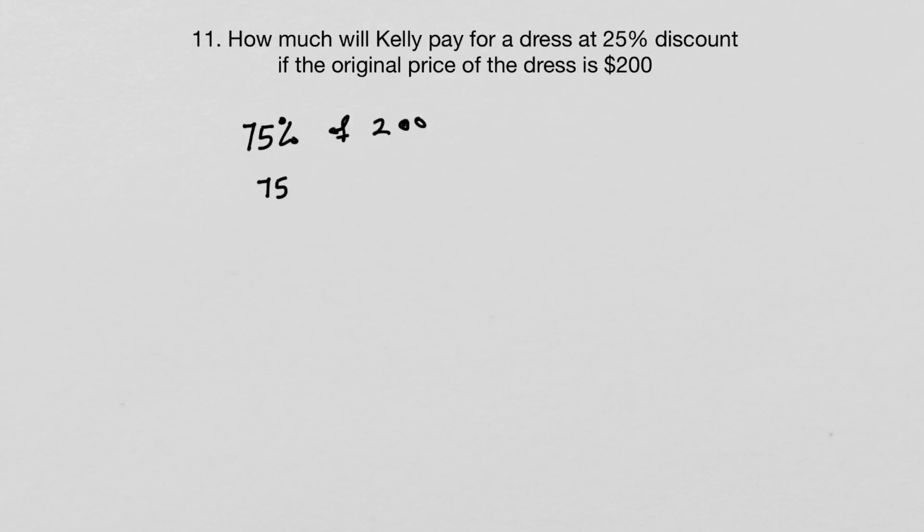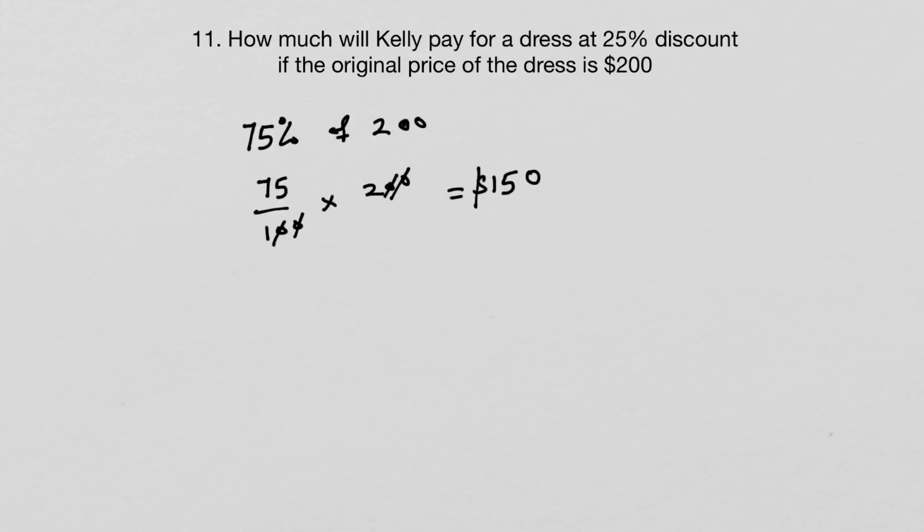That's 75 over 100 times 200. You can cross out the zeros. So we have 75 times 2, which is $150. Kelly paid $150 for the dress.